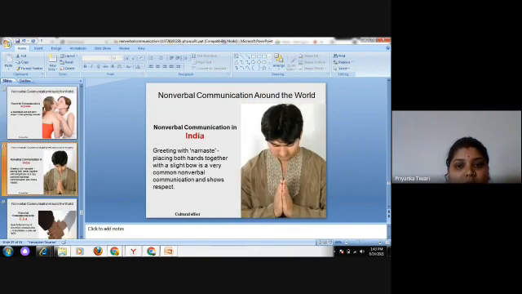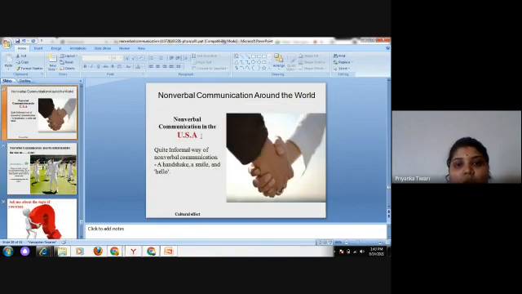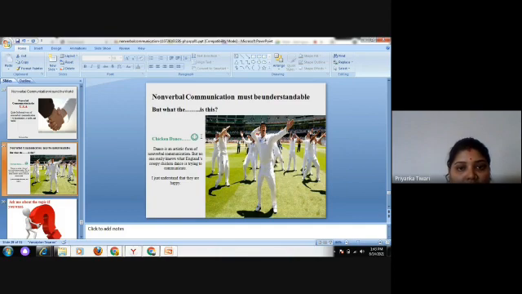In India, this is again greeting with namaste, placing both hands together. A light bow is a very common non-verbal communication and shows respect. In the USA, it is a quite informal way of non-verbal communication, with a handshake and a smile. Non-verbal communication must be understandable.